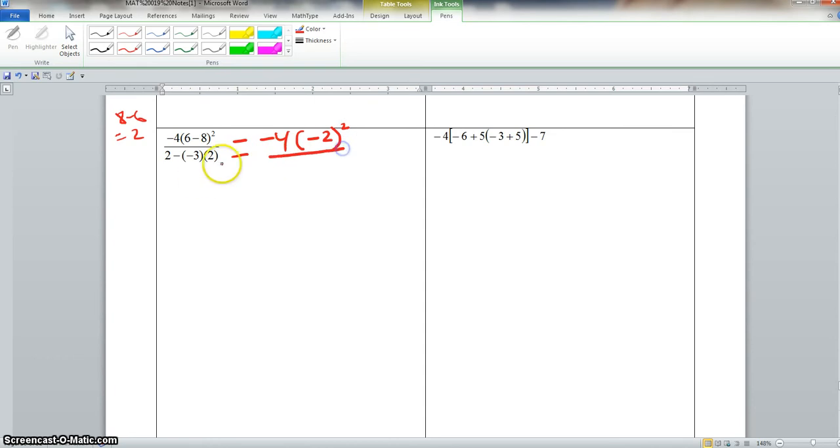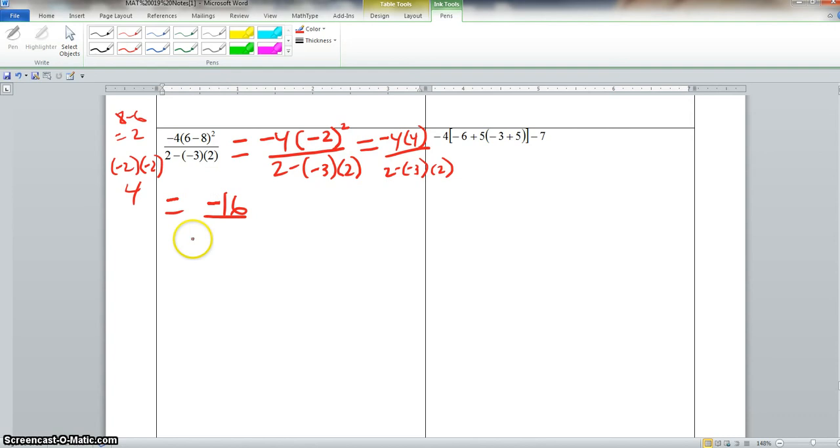And we have that squared, all over 2 minus a -3 times 2. Now we cannot do anything with this parenthesis, but this parenthesis is squared. So we have parenthesis -2 squared, which would be parenthesis -2 times parenthesis -2, which will give us +4. So we have -4 times +4, all over 2 minus a -3 times 2. Now, in our numerator, we have -4 times +4, which we know would be a -16. And we had 2 minus a -3 times 2.